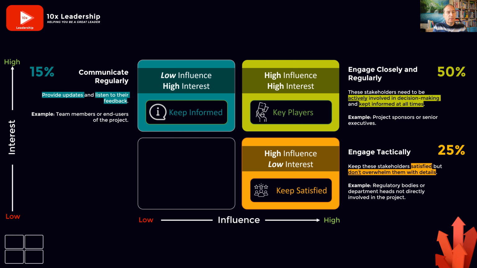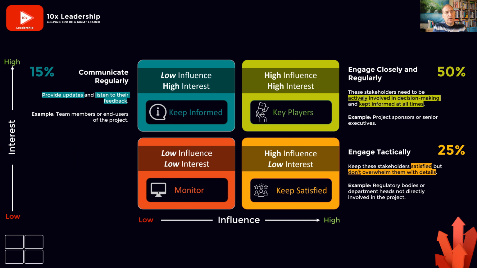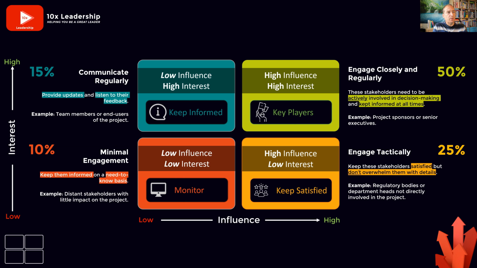And then the last one, I said it was simple, didn't I? The last one is for the low influence, low interest group. For that group, the recommendation really is that you monitor them and that you have minimal engagement. And if you've looked at the other percentages anyway, you've only got about 10% of your time left for this group. This is about keeping them informed, but it's keeping them informed on a need-to-know basis.